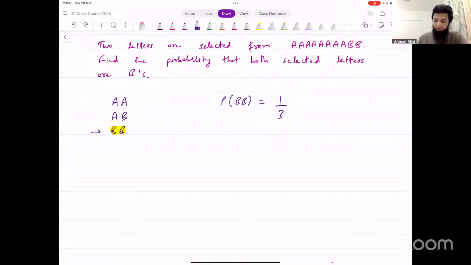But that would be wrong. Why? Because it's pretty obvious. If we have 10 letters, there are only 2 B's in them, right? What's the probability that if you were to randomly select 2 letters from these 10 letters, both of them are B? Does that make sense that the probability is 1 out of 3?